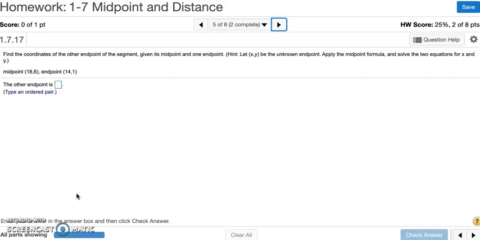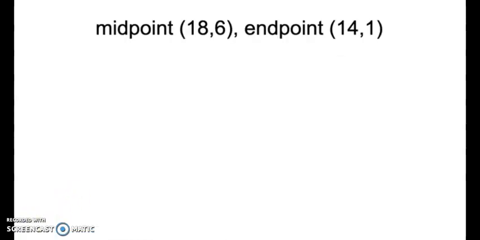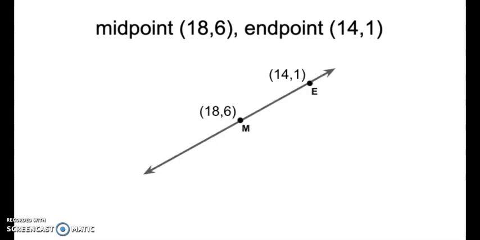Find the coordinates of the other endpoint of the segment given its midpoint and one endpoint. Let x and y be the unknown endpoint. Although it says apply the midpoint formula, and you could do that, I'm going to show you a shortcut way to see if you guys like doing it that way. So let's take a look at that. I like to draw out the points, and I'll show you why. Our midpoint is 18 and 6, and our endpoint is 14 and 1.